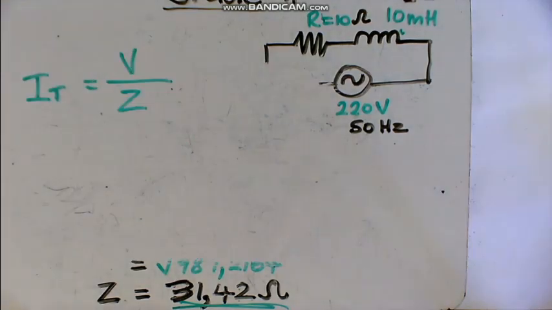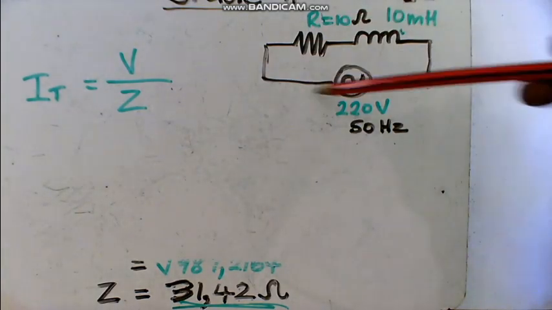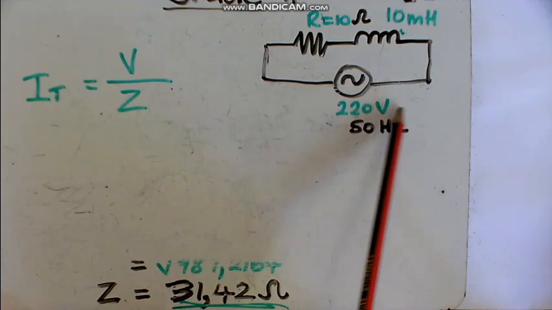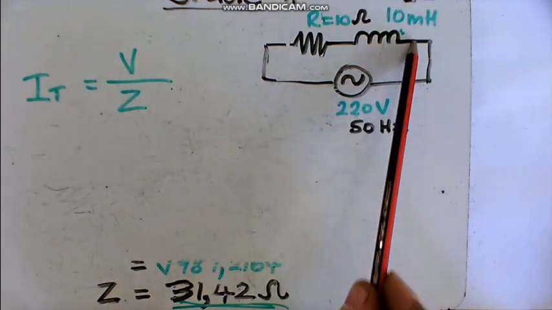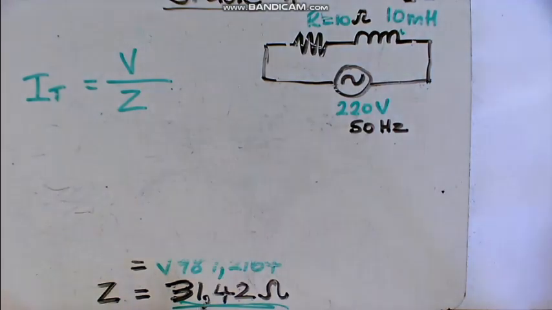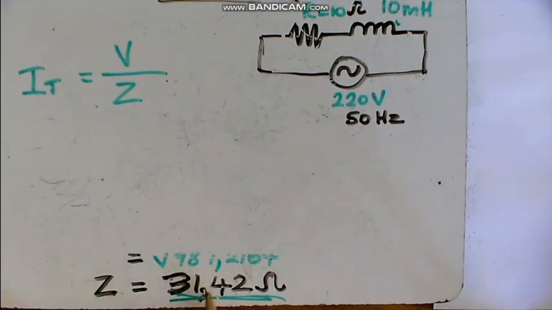A good thing to note with a series circuit is that the current through the whole circuit is equal. Right, so we can see that the current will be the same throughout the circuit. So the whole circuit has the exact same current. So I total is equal to the voltage that's applied, and we calculated the overall effect of that over here. So all we have to do is substitute our V and our Z.